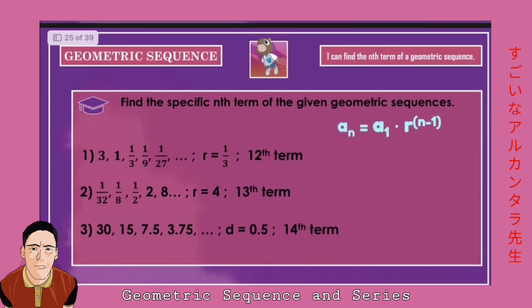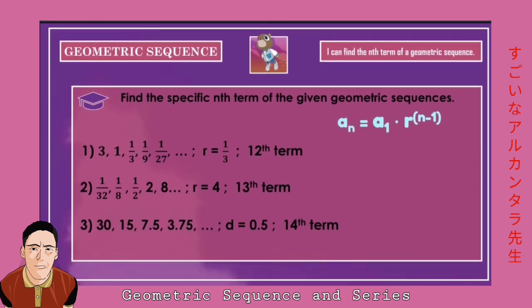Next, we're simply finding the specific term given. 3 became 1, 1 became 1/3. The r here is 1/3, it's already given. The first term here is 3. So using the formula for our first one, we're going to have a sub 12. Again, we're double timing here. The 12th term, that's your n. n is equal to 12.